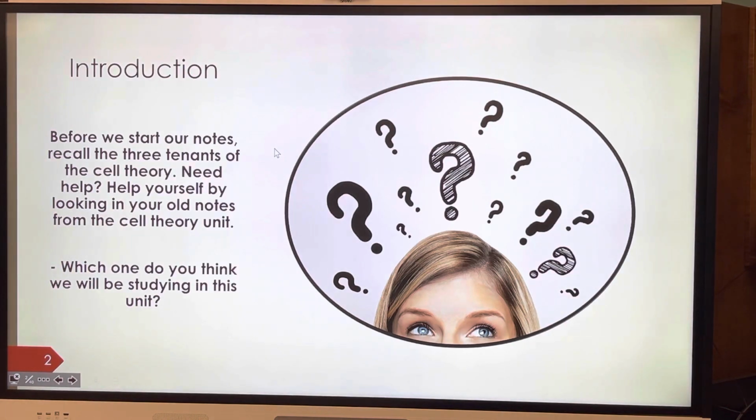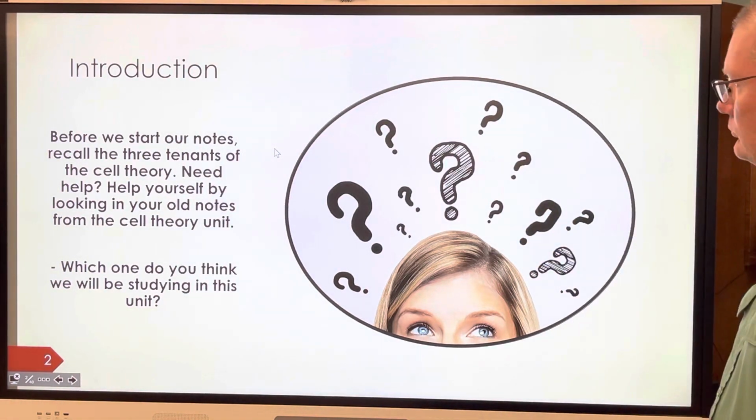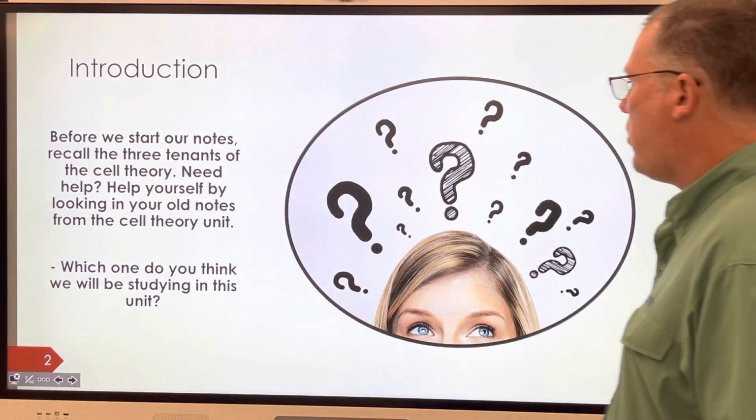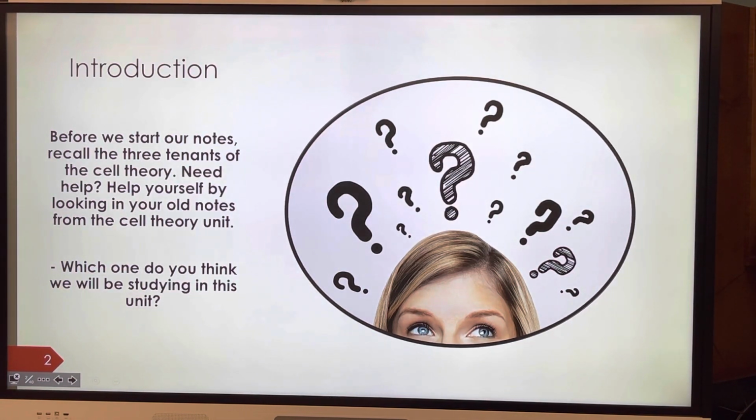So you were supposed to do this spell work. I believe it's in your notes. There are 3 tenets, 3 statements that are facts for cell theory to exist. And you need to remember what those 3 are. You need to write them down in your notes. You can see them there at the top. Hopefully you've looked them up already.